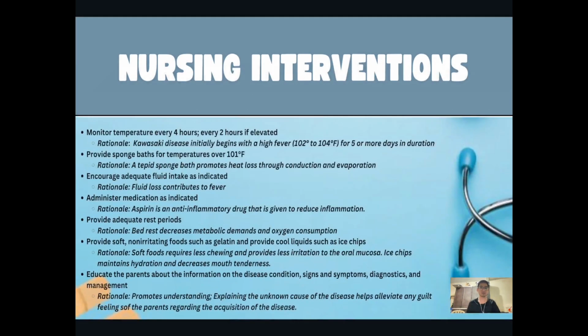Lastly, we go to our nursing interventions. First, we want to monitor temperature every 4 hours, every 2 hours if elevated. Kawasaki disease initially begins with a high fever of 5 or more days in duration. Provide sponge baths for temperatures over 101 degrees Fahrenheit. A tepid sponge bath promotes heat loss through conduction and evaporation.